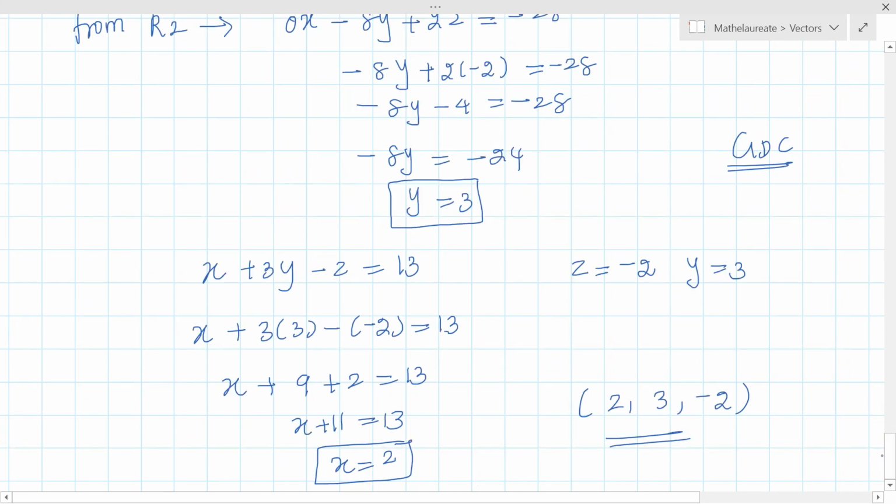In the next video, let us see examples of 3 planes making no solution and infinitely many solutions.